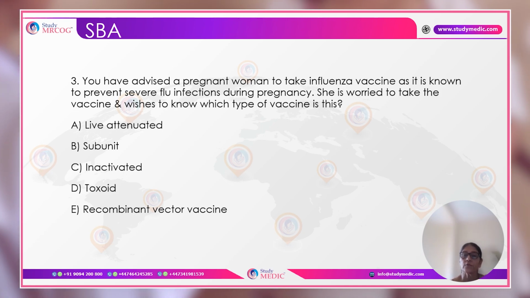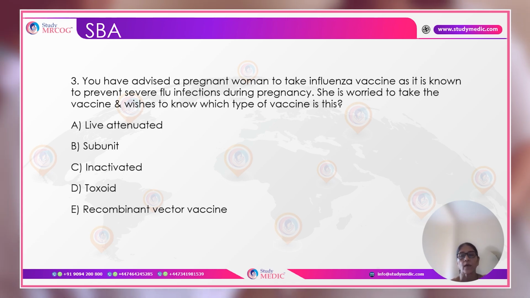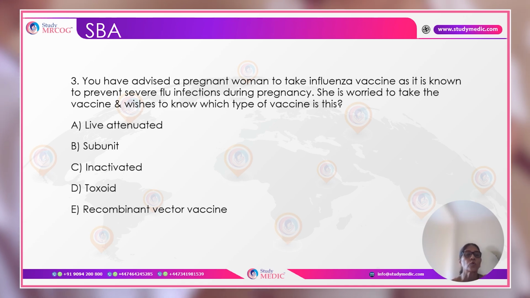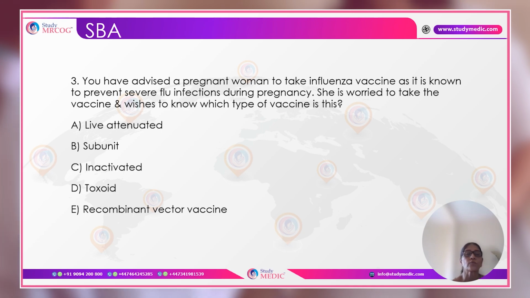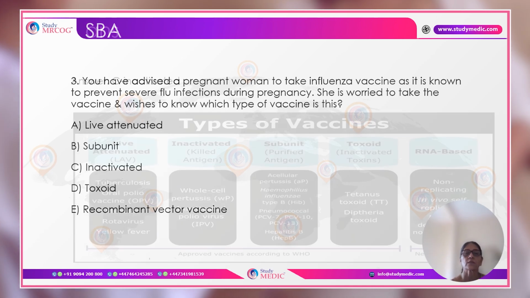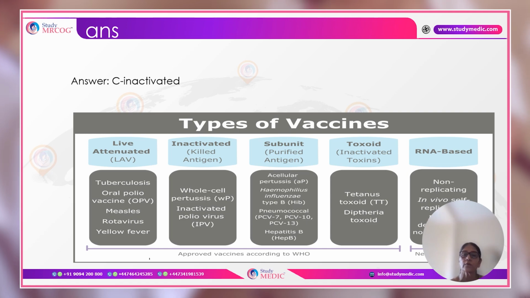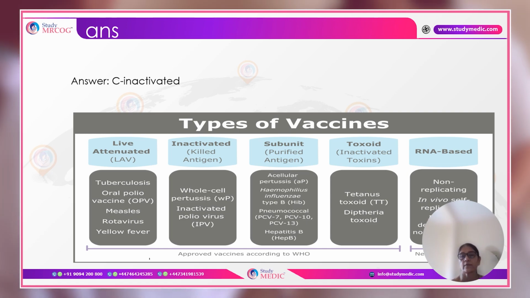Influenza vaccines, as we know, are of two types. One is live attenuated and the other is the inactivated vaccine. Remember, this is a pregnant lady. In pregnancy, we do not offer any live attenuated vaccines. Also, the influenza vaccine is not a toxoid, nor is it a subunit vaccine. So the one that we offer in pregnancy is an inactivated vaccine.